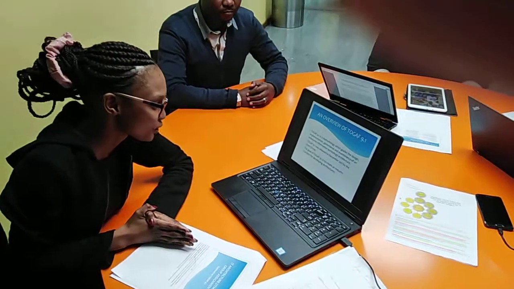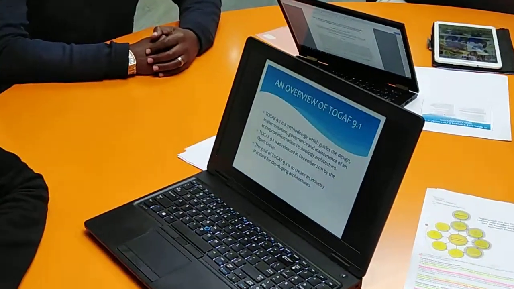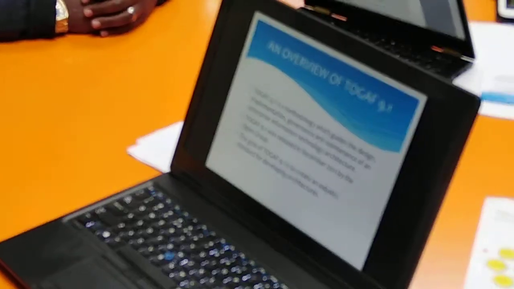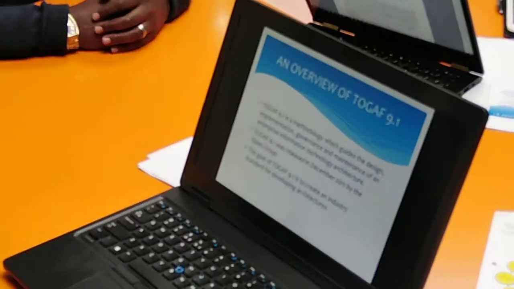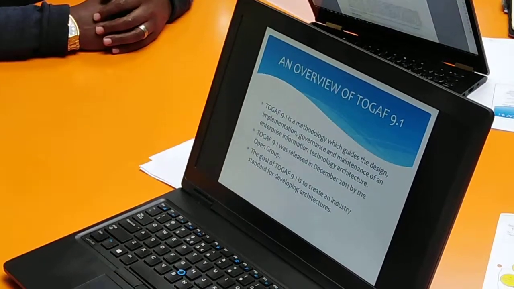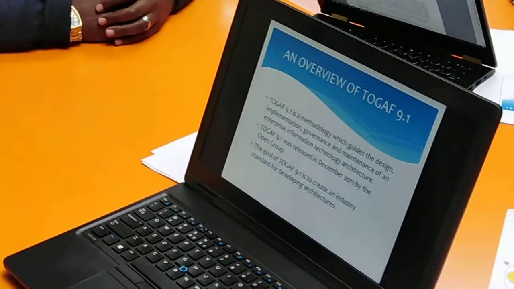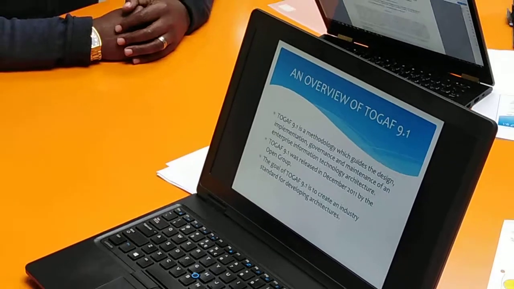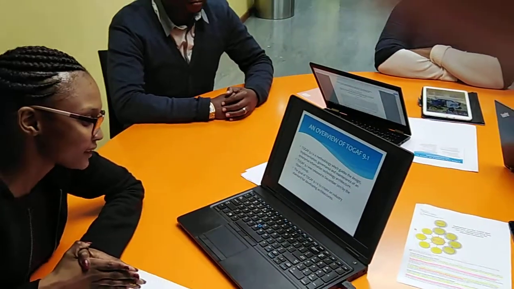The overview of TOGAF 9.1. TOGAF 9.1 is a methodology which guides the design, implementation, governance, and maintenance of an enterprise information technology architecture. This framework was developed in December 2011 by the Open Group. The aim of TOGAF 9.1 is to create an industry standard for developing architectures.